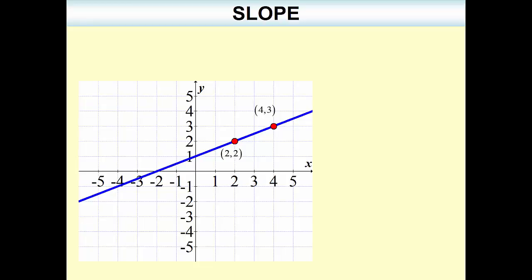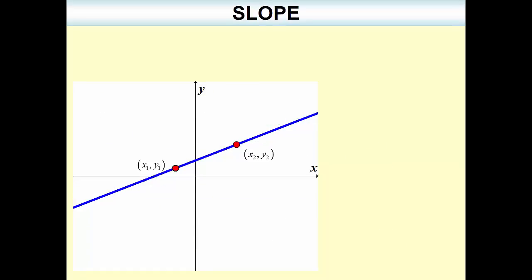Now here's a specific example, taking the 2 points that I've got labeled here. We want to go rise and run. The rise is 1 and the run is 2, so that's a slope of 1/2. Now let's take a look at this one where we also have 2 points, but instead of giving them numbers, we've just given them letters. The point on the left, x1, y1, and the point on the right, x2, y2.